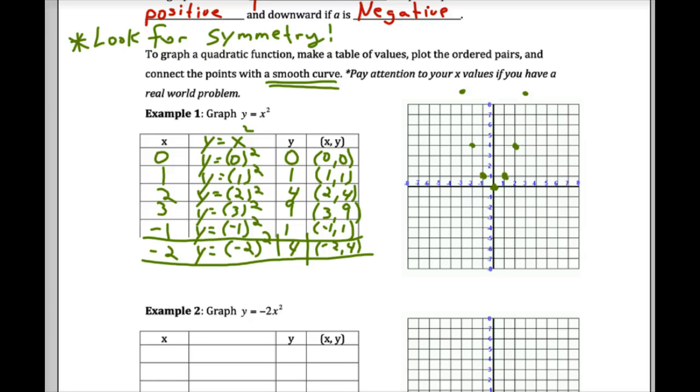All right. Do you see? We haven't even connected yet. But do you guys see a U? Is it a big wide U or is it a skinny U? Skinny. Okay. Now, here's the deal.